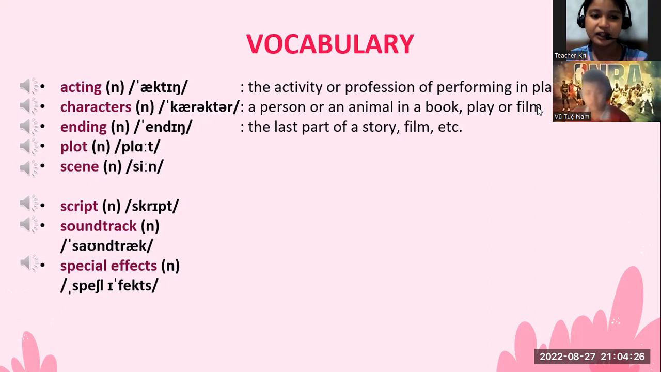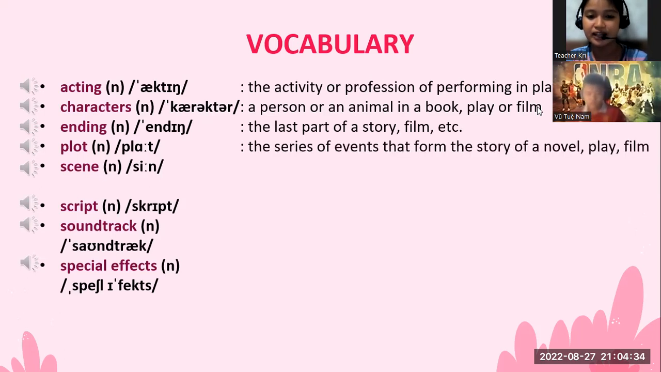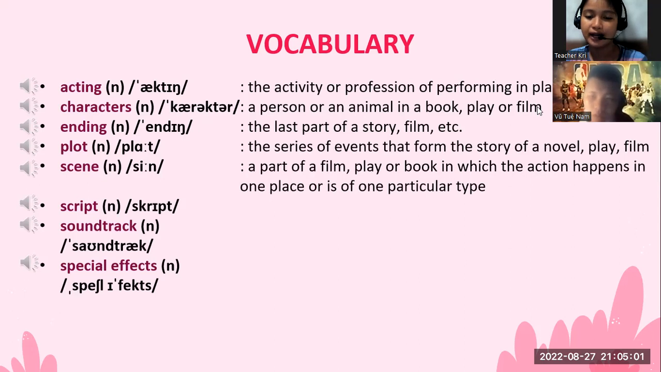All right, so let's have here plot. Plot. Okay, so a plot is the series of events that form the story of a novel, play, or film. Okay, next word is scene. Scene. Okay, so a scene is a part of a film, play, or book in which the action happens in one place or is of one particular type.